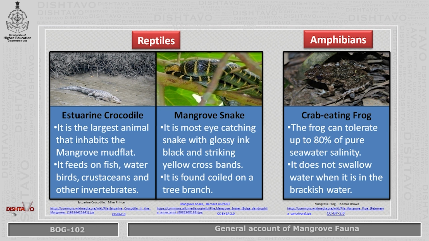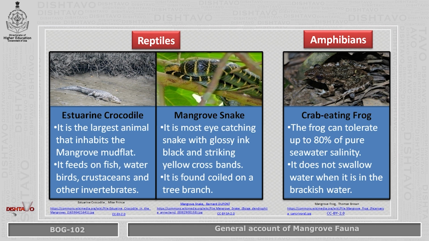The first one is the estuarine crocodile. It is the largest animal that inhabits the mangrove mudflat. It feeds on fish, water birds, crustaceans and other invertebrates.